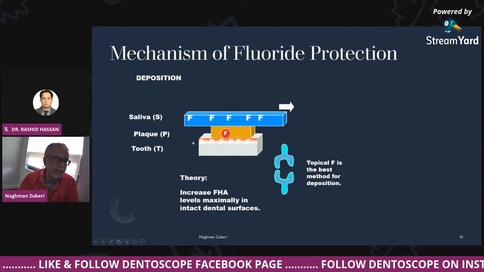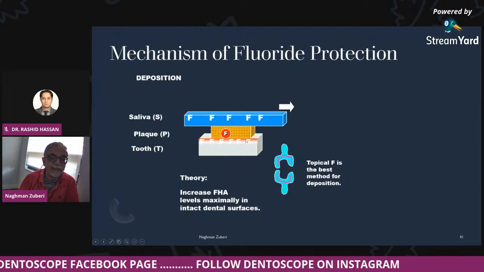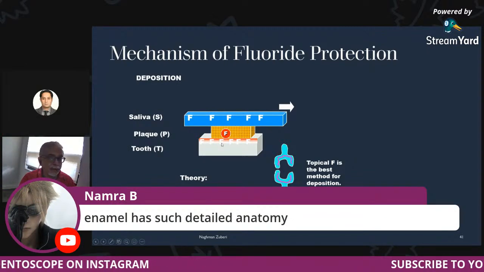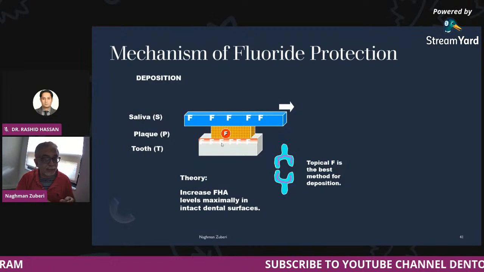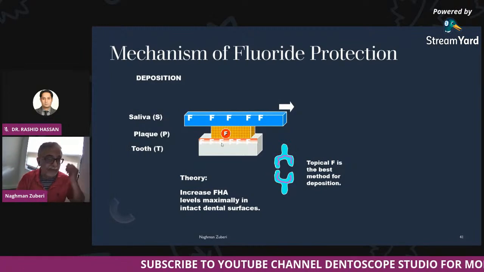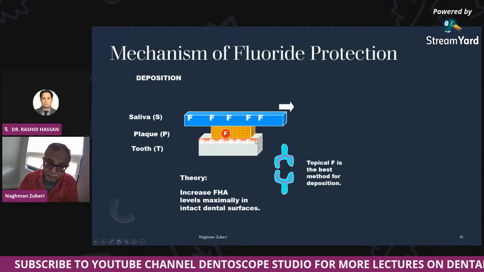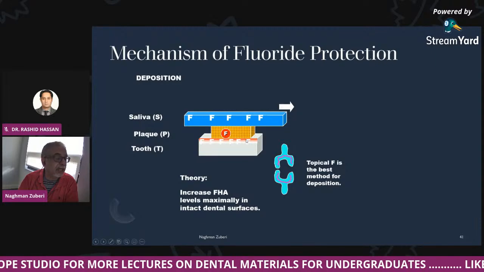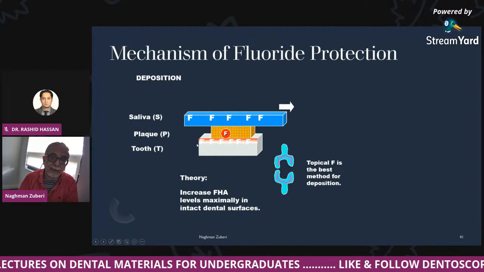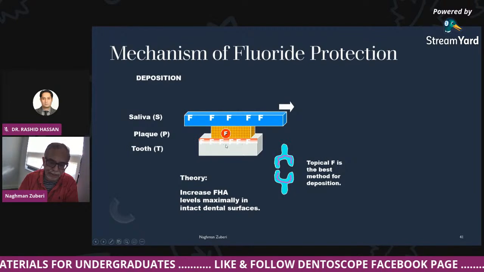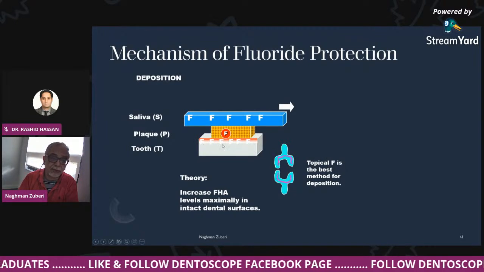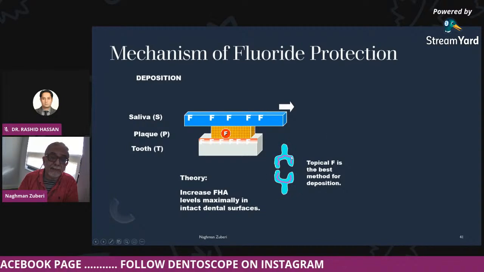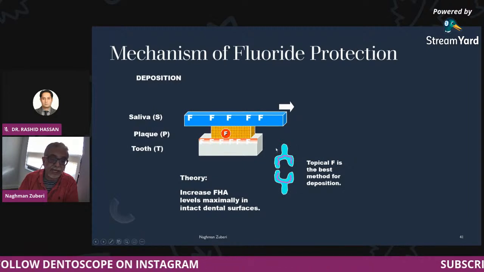Whenever there is some challenge in the form of plaque and the pH is reduced, that fluoride is going to be adsorbed. It is going to be coming closer to the surface of the tooth, and up to 2 micron of the surface of the tooth, the hydroxyapatite crystals will be transformed into fluorapatite crystals. Topical fluoride is the best method for deposition.